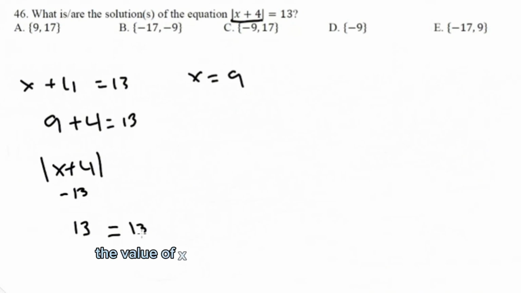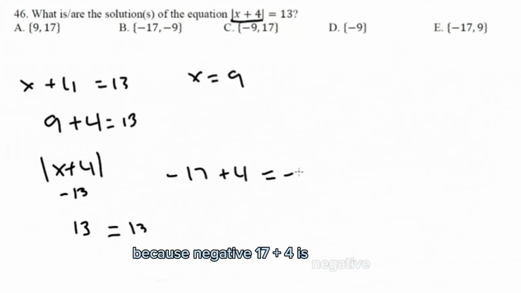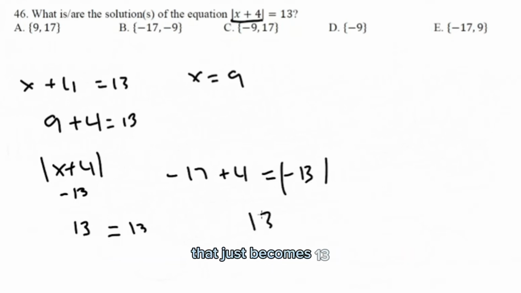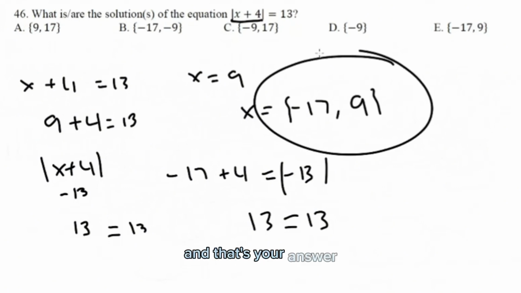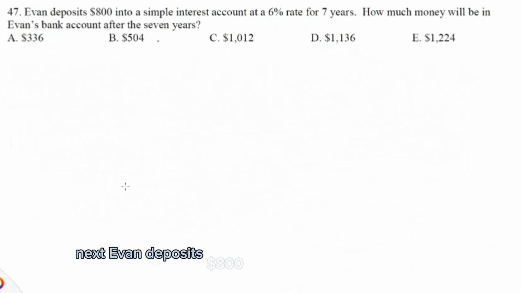Alright, so let's find it. The value of x that substitutes for this condition is negative 17, because negative 17 plus 4 is negative 13. And when you put the absolute value on that, that just becomes 13. And 13 is equal to 13. So our two values of x are x is equal to negative 17 and 9. And that's your answer.